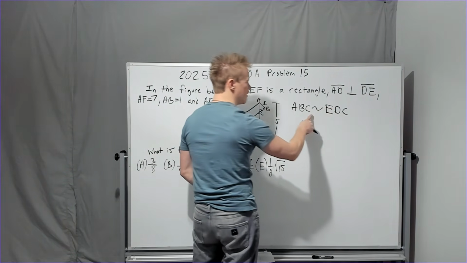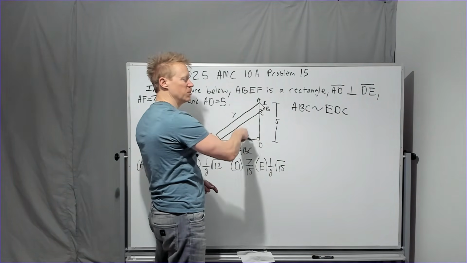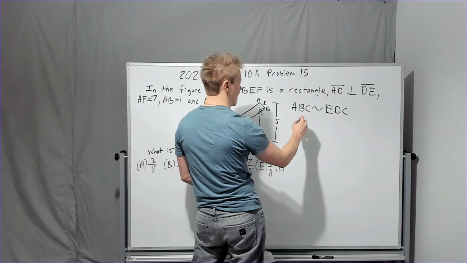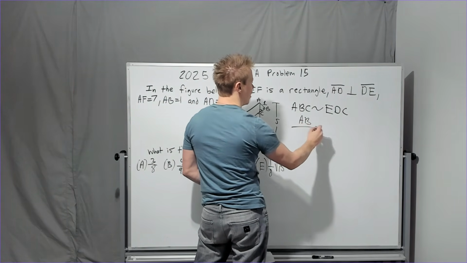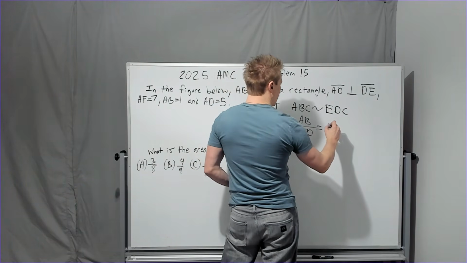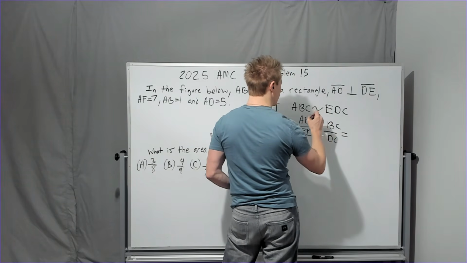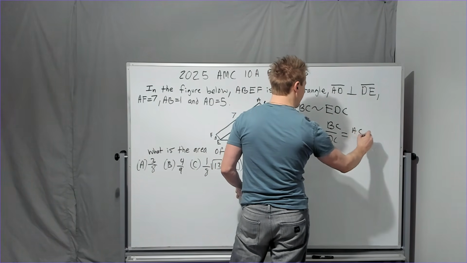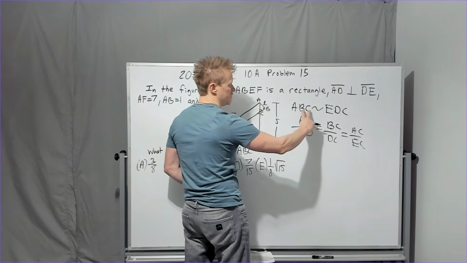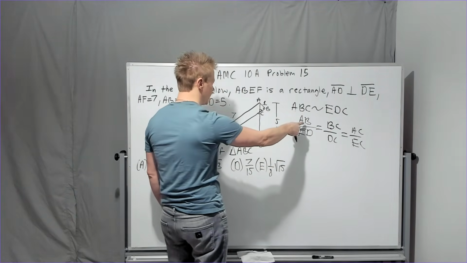Once you have an accurate similarity statement, you will never get your proportions wrong. Don't base them off the picture, base them off the similarity statement. You'll make a lot fewer mistakes. So AB over ED is equal to BC over DC is equal to, first and third, AC over EC. I always go first two over first two, second two over second two, first and third over first and third. Now we fill in what we know.